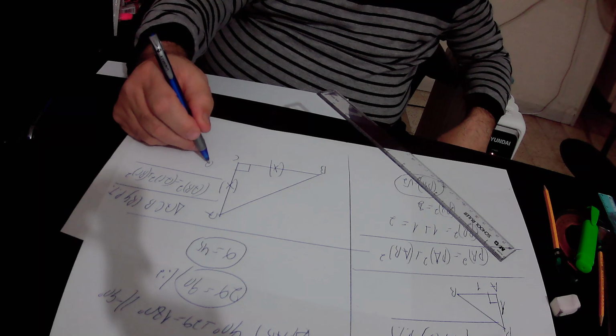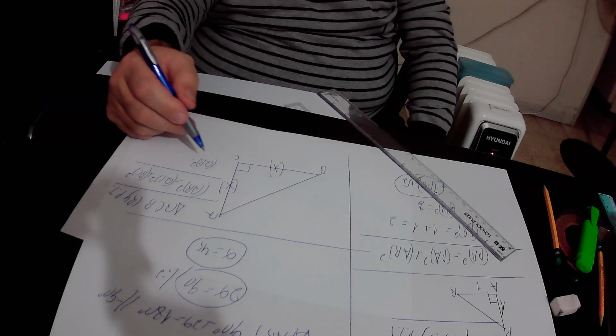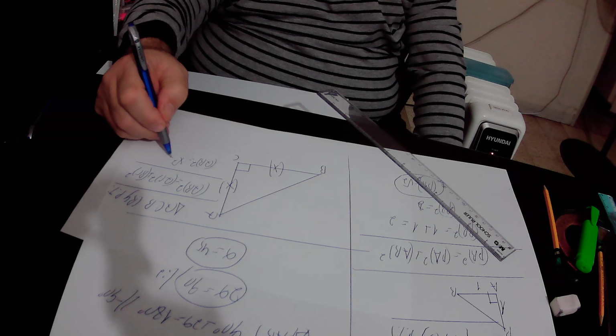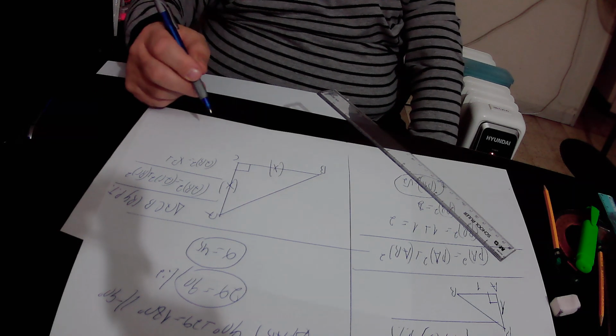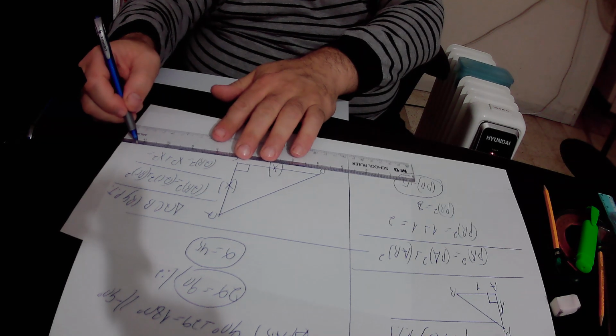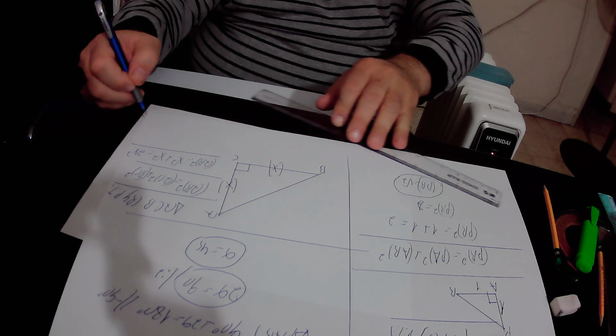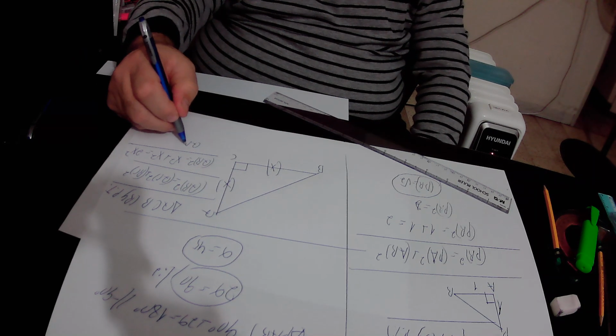So QB square equals QC square. QC is x, therefore QC square is x square, plus BC square. BC is x, therefore BC square is x square. So in total, QB square equals x square plus x square, that is 2x square. QB square equals 2x square.